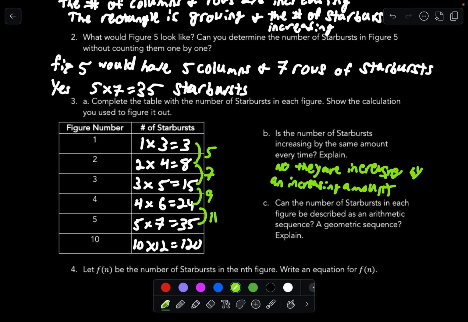So can the number of starbursts in each figure be described as an arithmetic sequence? Well, we know that for it to be arithmetic, it has to grow by the same amount. So no, it can't be arithmetic, because we don't have a constant rate of change.